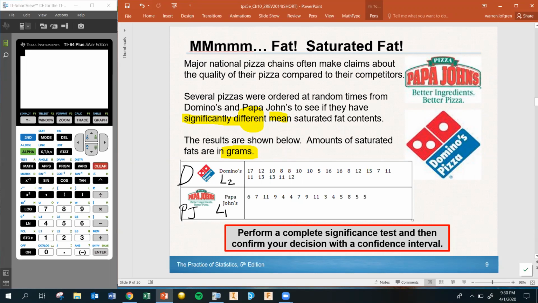So if you want to, I've already put mine into my calculator. You can see the list here, list number 1: 6, 7, 11. You can tell that's the Papa John's pizzas. List 2: 17, 12, 10, that's Domino's. Go ahead and maybe pause the video and type that into your own calculator so that you have it.